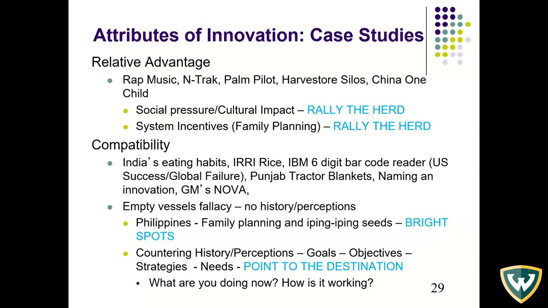And the China one child policy. You notice in the reading that there is social pressure associated with this. So that is a cultural impact. That is the rally the herd. I tried to highlight on this slide where switch and diffusion come together. Rally the herd is an easy way for us to remember, but the social pressure associated with the China one child policy is an impact of that. The success of that project had to do with the fact that neighbors and coworkers were putting pressure on married couples to only have one child.